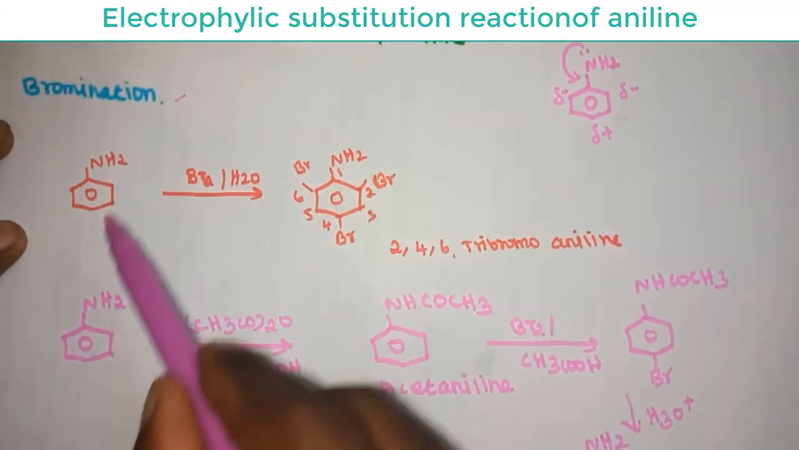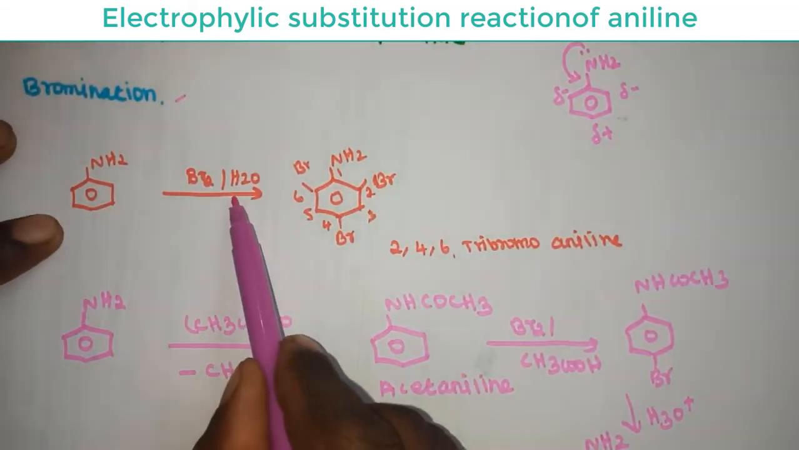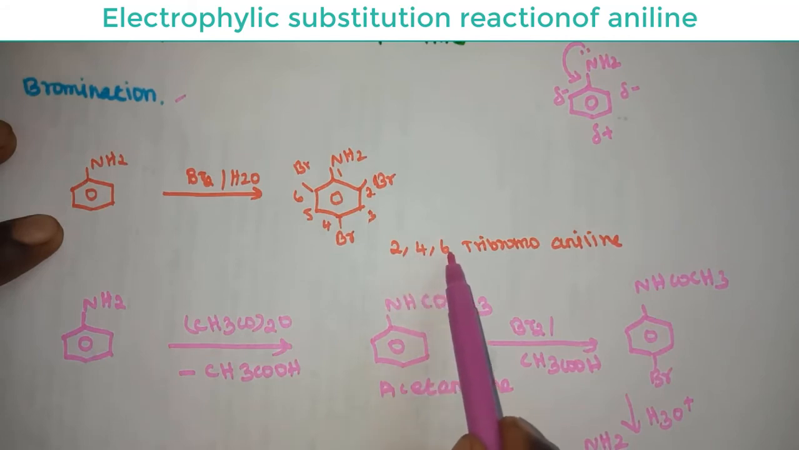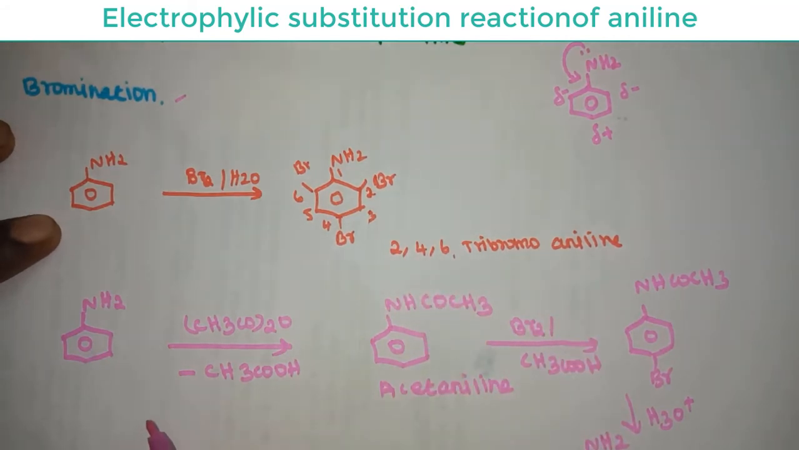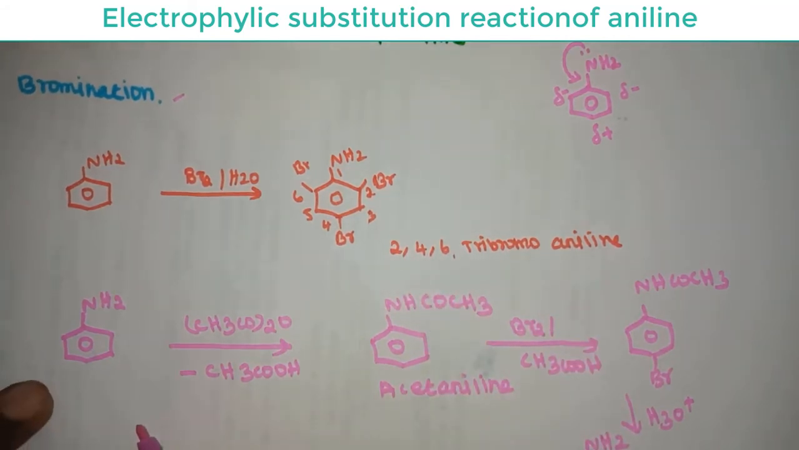This is electrophilic substitution reaction of aniline. First one is bromination. When aniline reacts with bromine water to form 2,4,6 tribromoaniline, this is a white precipitate. To get monobromo compound, aniline is first converted into acetanilide. This undergoes bromination with bromine water and acetic acid to form para-bromoacetanilide. This undergoes hydrolysis with water to form para-bromoaniline.